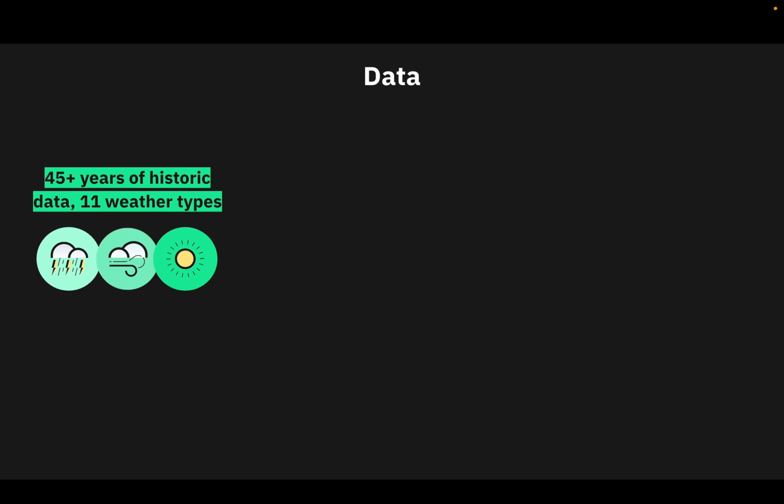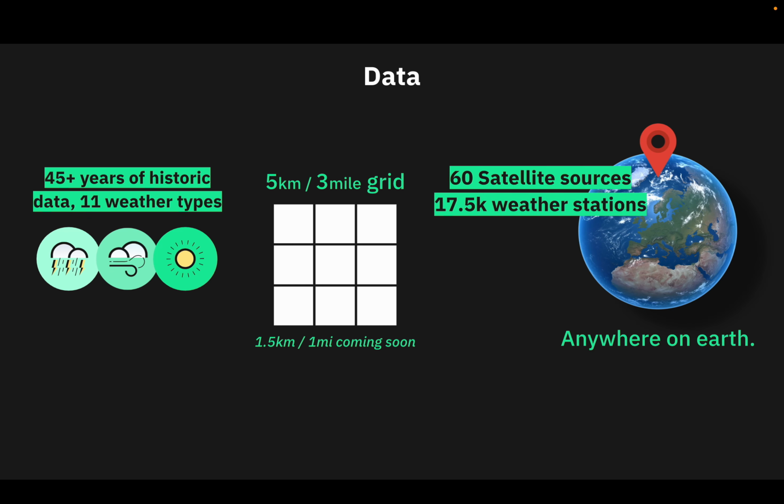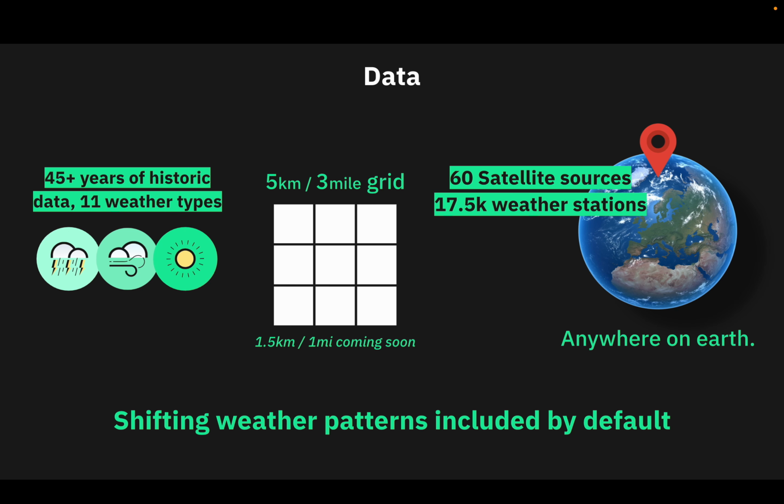The way that we pull our data in is to take up to 50 years of historic data with 11 different weather types. We look at that at a 5 kilometer or 3 mile grid, so the data is pretty granular and it's becoming more granular all the time. And it's available globally, like I said. So we leverage satellite data, we leverage weather stations, and it just means that you can pick a location on a map for your project and get information that is going to be relevant to you. We also add any changing weather patterns and trends into this data set by default.